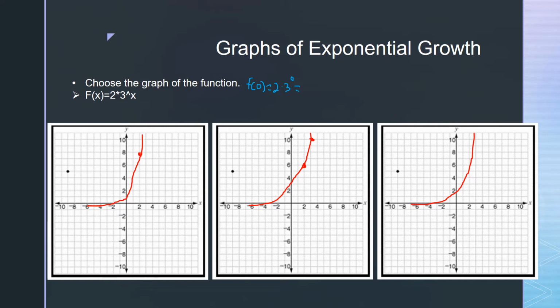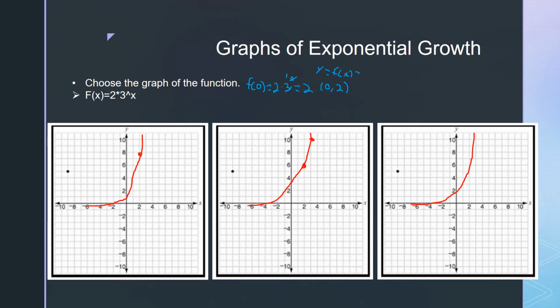So 3 to the power of 0 is 1. So 2 times 1 is 2. So they're asking us for the f of x with a y-intercept of 2, right? So that's going to be the point (0, 2). We're looking for the y-intercept. So which one of these graphs corresponds to the y-intercept of 2?